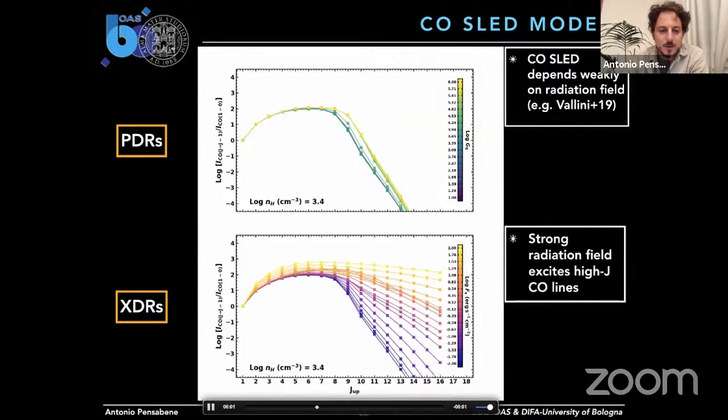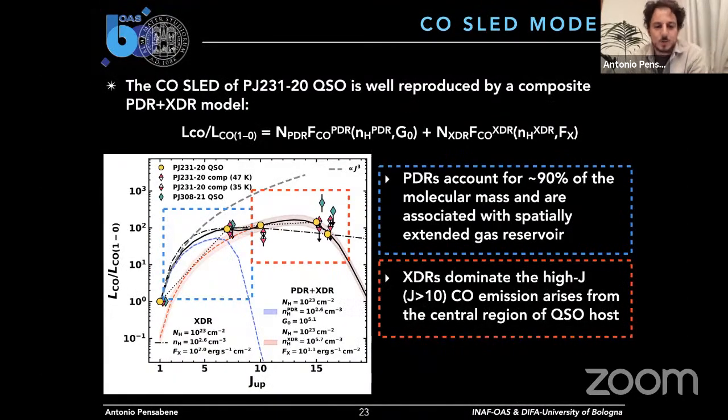By using these models, we can try to perform a fit of our CO SLED by using a composite model with a PDR that takes into account the emission of low-J CO lines and an XDR that dominates at high J. The result is that the PDR accounts for almost all the molecular mass and the low-J CO lines, likely associated with an extended gas reservoir, while high-J CO lines are dominated by the XDR that likely arises from the central region of the quasar host.